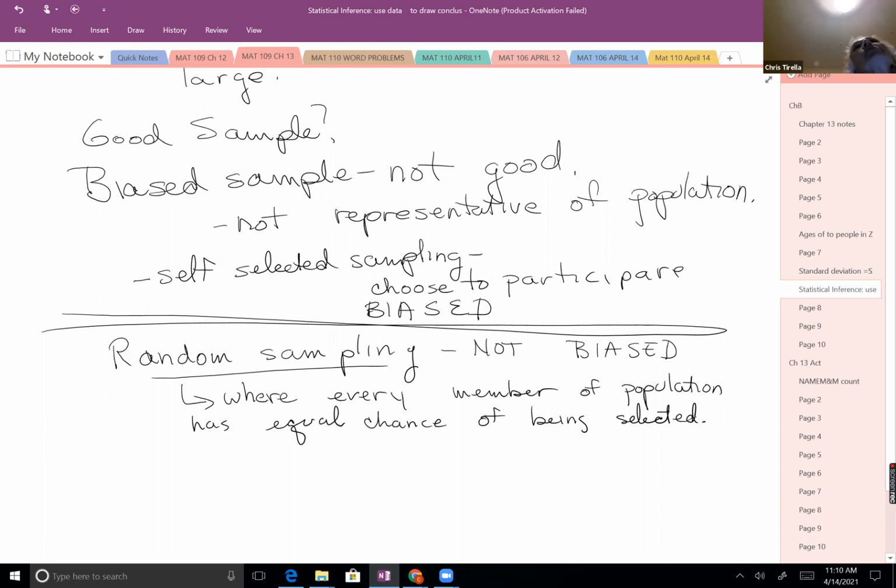One way I could do it is I could make a printout of everybody's names, and I could cut them into little strips and put them into a big box and shake it and pull 200 names out. And that would be totally random.